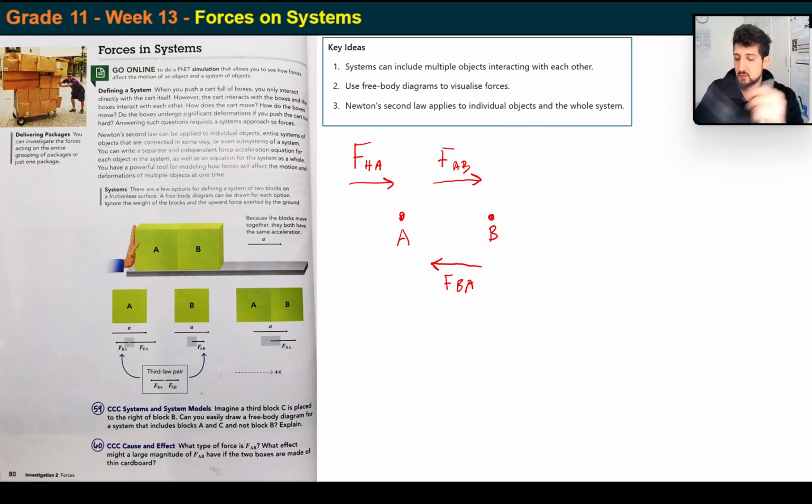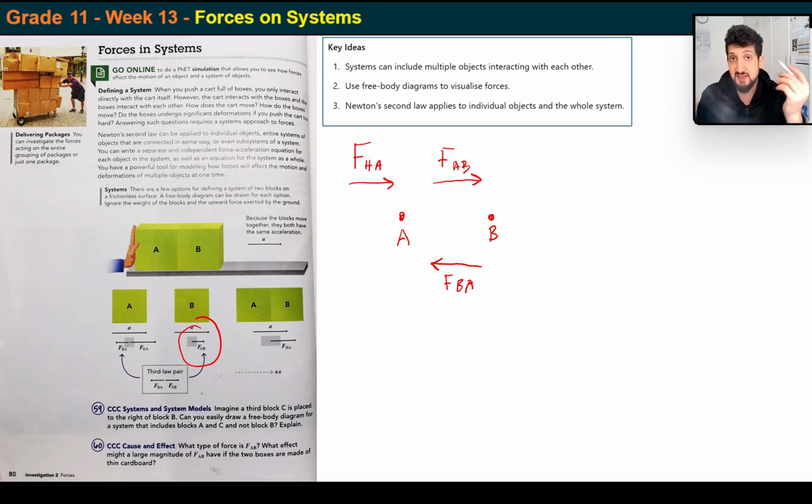Question 60 says, what type of force is FAB? What effect might the larger magnitude have? So the force of FAB, which one's FAB? That one. That is the force that A exerts on B. If we have the two boxes, basically what they're saying is you push the box, and then box A here is pushing box B. That's the force they're talking about.